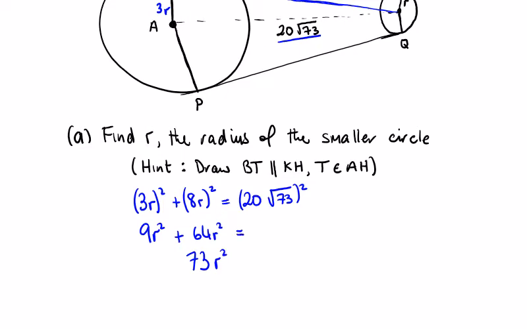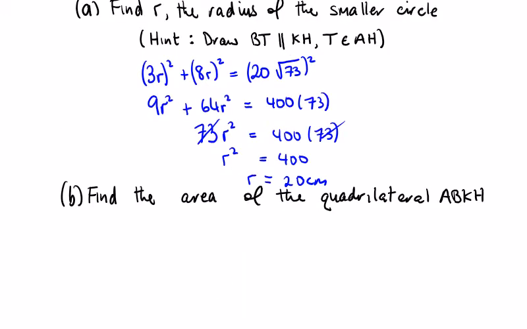73r squared is equal to 20 squared by root 73 squared, which is 400 by 73. So I'll leave it in that form because I can see now that I'm going to be able to divide by 73. So r squared is equal to 400. So r must be equal to 20. And that would be centimeters.